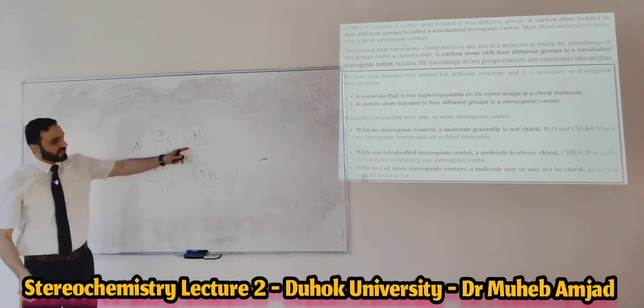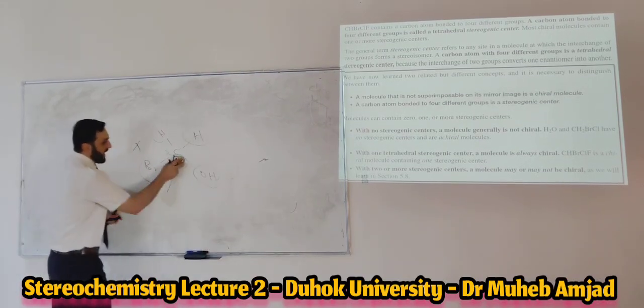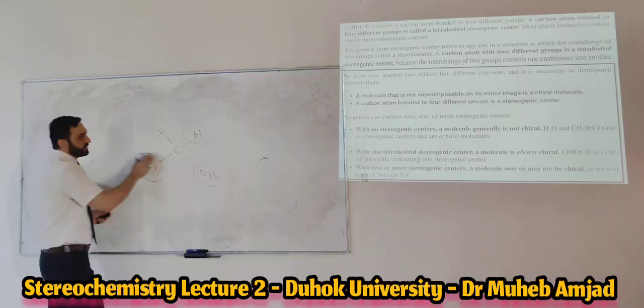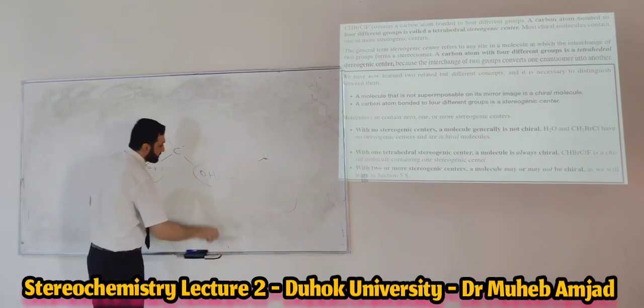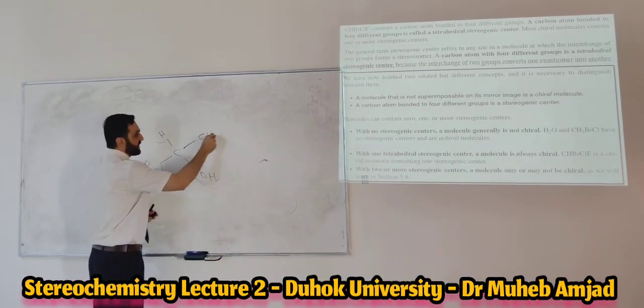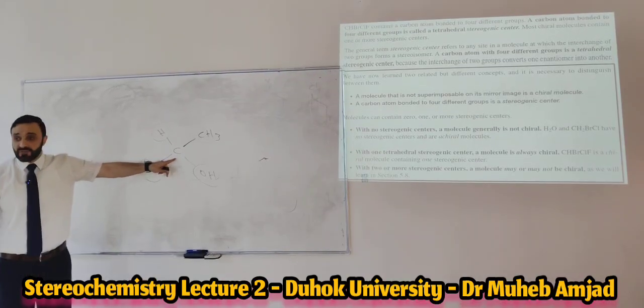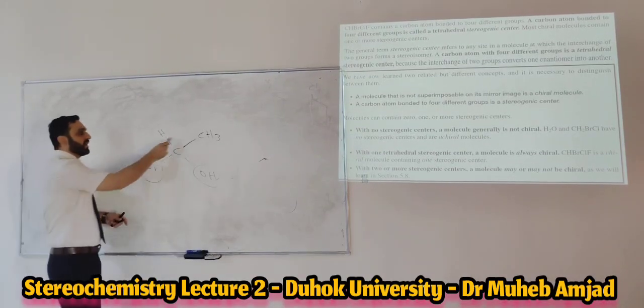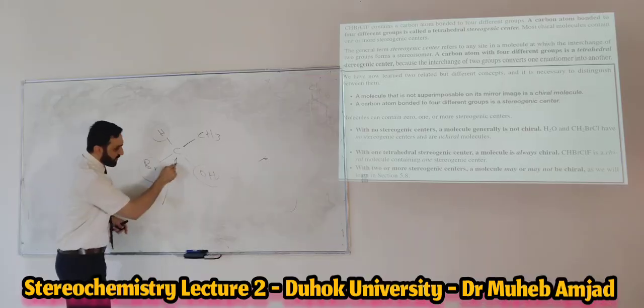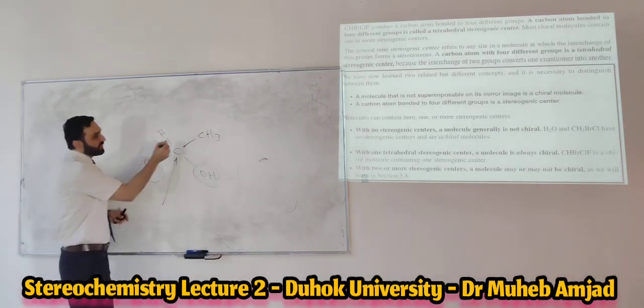If I change the hydrogen with another group, like CH3, is this carbon now surrounded by 4 different groups? Yes, 1, 2, 3, 4 different groups. That means this carbon is a stereogenic center, and we put a star.